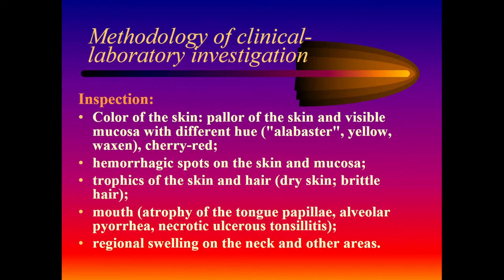Hemorrhagic spots on skin and mucosa, trophics of the skin and hair. It may be dry skin, brittle hair, and inactive. Mouth: atrophy of tongue papillae, alveolar pyorrhea, necrotic ulcerous tonsillitis. Regional swelling on the neck and other areas.